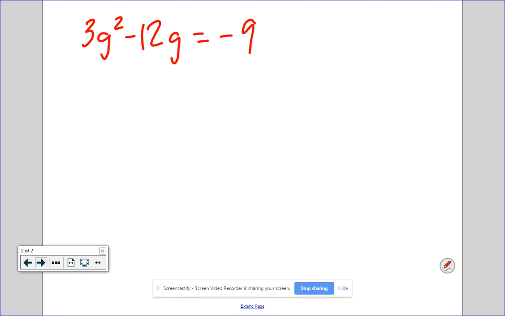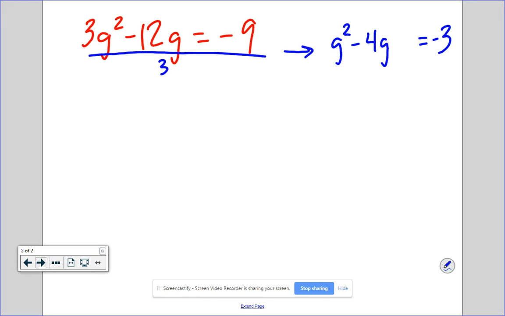Second one with completing the square. We got to keep moving. All right. So A in this case is not 1. So what's my first step? Divide by 3. Divide everything by 3. I do that. G squared minus 4g equals negative 3. Okay? C's already on the other side.